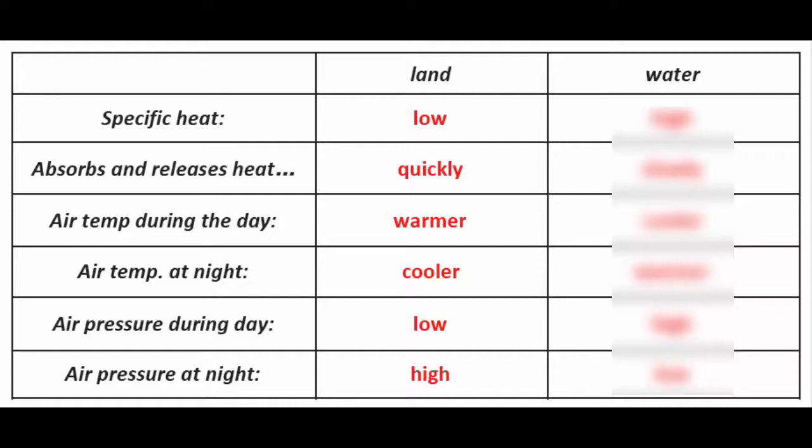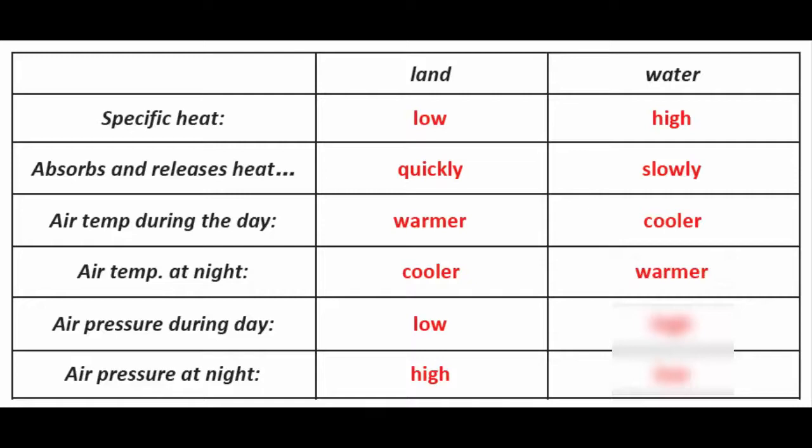Now, the conditions we're going to see over water are the opposite. Remember, it has a high specific heat, and what that means is that it absorbs and releases heat slowly. So therefore, the air temperature during the day is going to be cooler because it's taking in heat slowly and it's storing it up. It's not releasing it very quickly up into the air above it. So therefore, at night, it's still going to have a lot of heat stored up in it. And it still slowly warms the air at night, so we get warmer air over the ocean at night. And again, air pressure during the day, because it's cooler there, you get high pressure. At night, since it'll be warmer, you get low pressure.